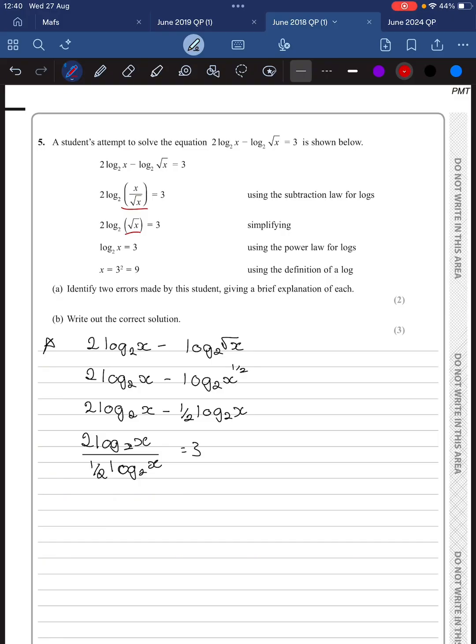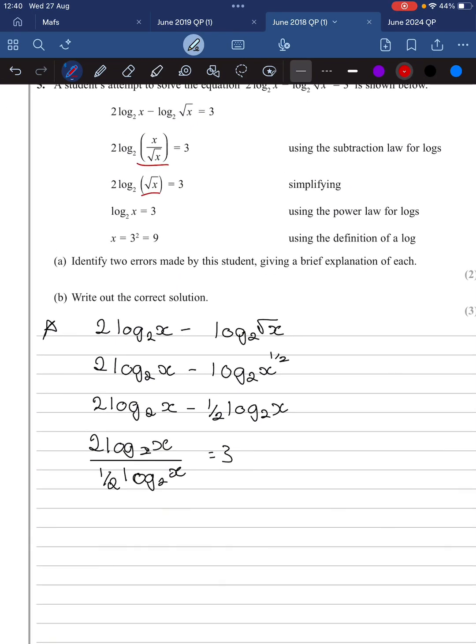So for this, without even looking at what the student did, I would do this question myself. So I did this myself, but I did it wrong because I didn't apply the right rules of logs.